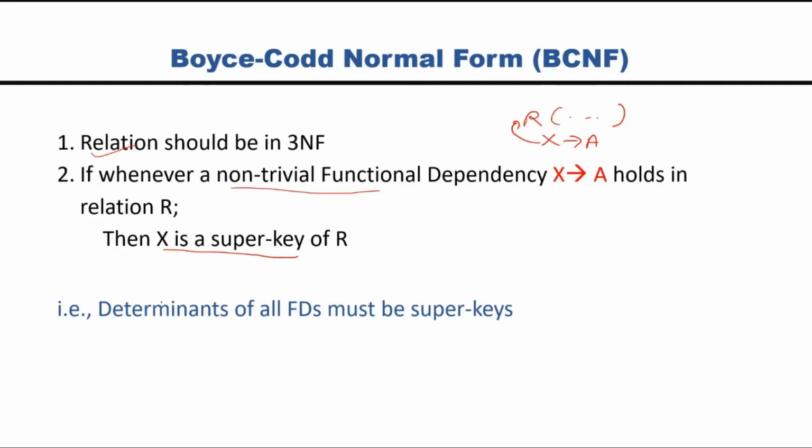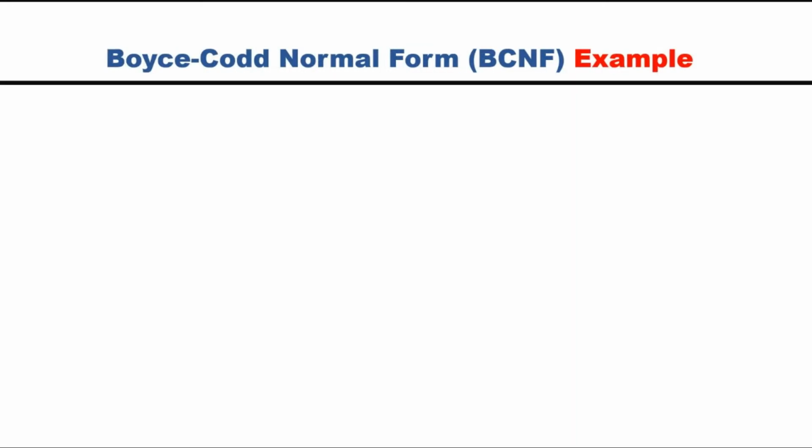In other words, as I said earlier, what are determinants? Those that are determining other attributes. So the determinants of all the functional dependencies must be super keys. That's a very simple thing. We'll give you an example, then you will understand more.